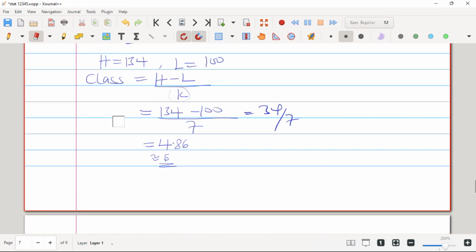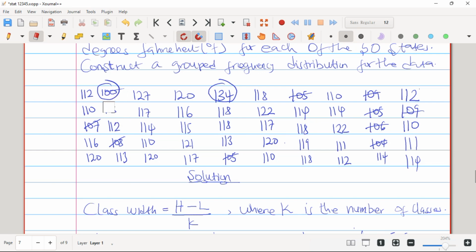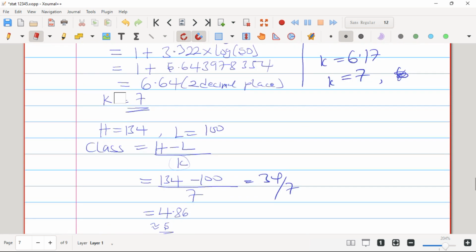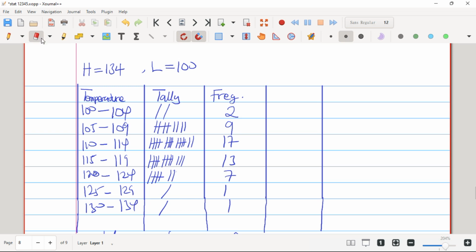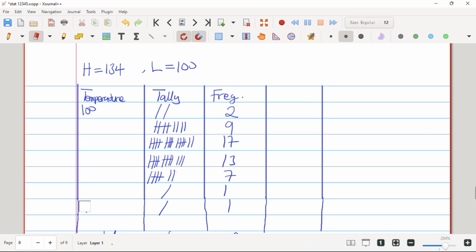And then when we look through the raw data, we have to spot our least value, and our least value here is 100. So we just write our least value here, that is 100. First, let me clean this one so that we will do it together for you to really understand what we are doing in this part. First, all that you are going to do is to get your least number from the raw data, and our least number here is 100.